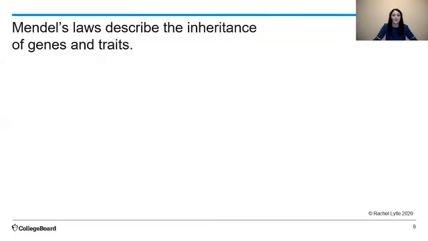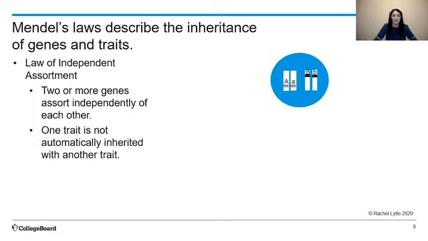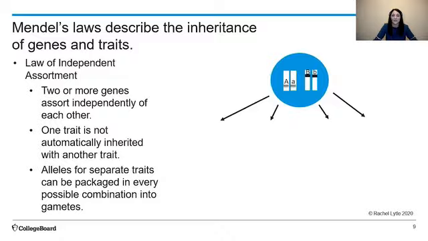All right, Mendel's other law that we're going to talk about is the law of independent assortment. For this one, we're going to talk about two or more genes and how they assort independently of each other. So here we have a hypothetical gene A and gene B. One trait does not have to be automatically inherited with another trait. And so these alleles for the separate traits can be packaged in every possible combination into the gametes.